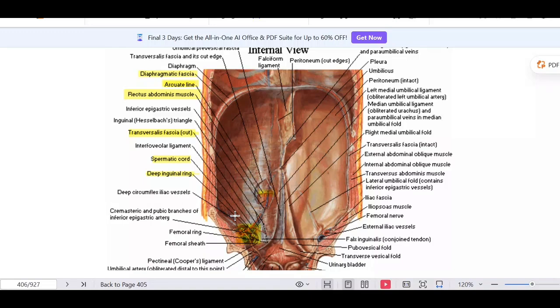deep to the other coverings of the spermatic cord, because all the other muscles were actually present outer to the transversalis fascia. That means their covering on the spermatic cord will be outer to the covering of the transversalis fascia, and that covering is called the internal spermatic fascia. So the part of the transversalis fascia that is covering the spermatic cord is called the internal spermatic fascia.